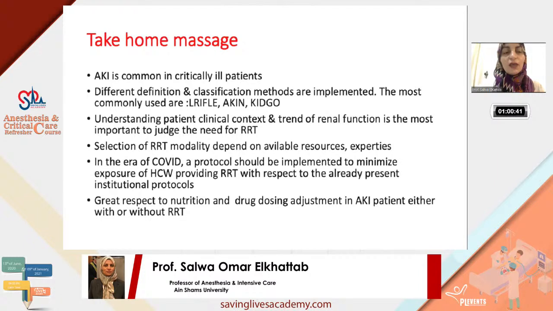But at least we have some messages to take home: acute kidney injury is a common presentation in our patients. The differences in definition and the risk stratification systems put us in a dilemma. You have to say what definition you are using. You have to understand the patient's clinical context and the trends of his laboratory and clinical data, so you can tell when he or she will be in need of renal replacement therapy or when to continue your conservative measures.